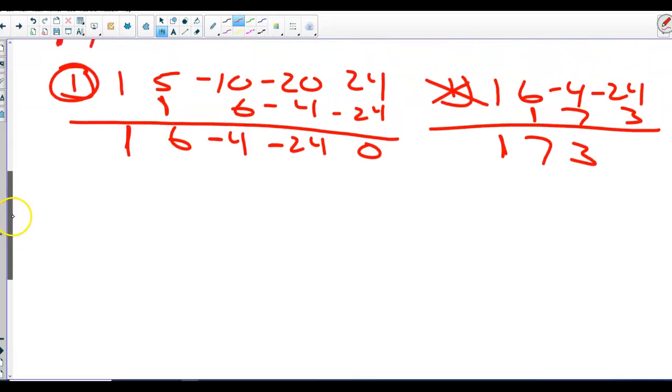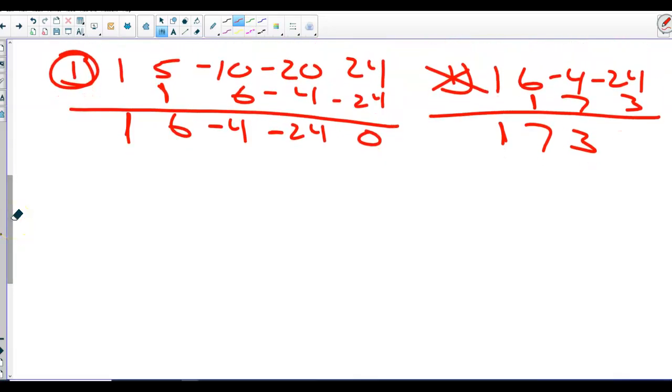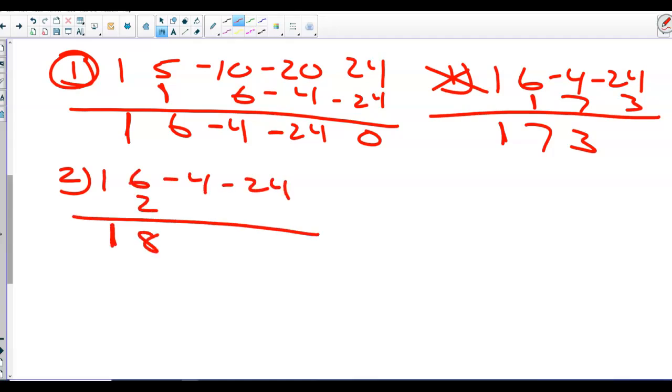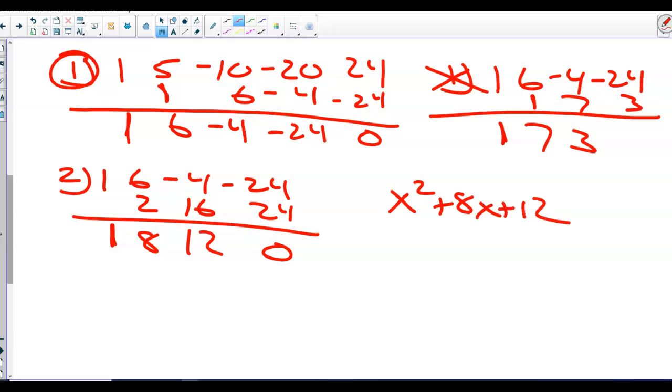Okay, now try 2. 1, 6, negative 4, negative 24. We drop the 1. We get 8. 8 times 2 is 16. We get 12. 12 times 2 is 24. We get 0. And now we're left with x squared plus 8x plus 12. So 2 is an option.